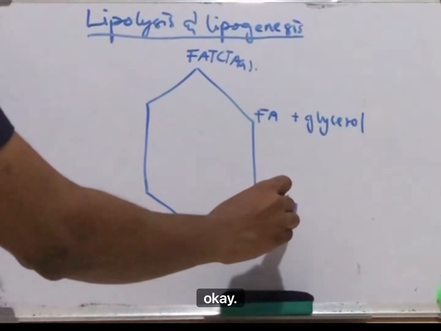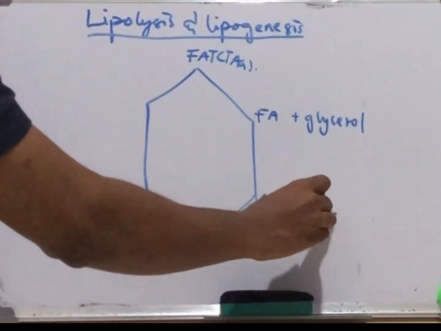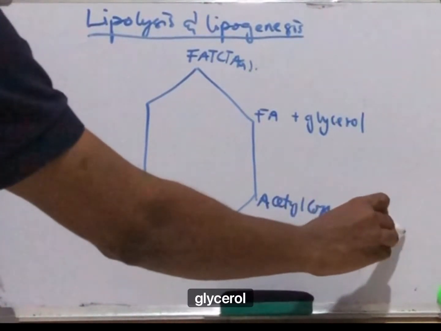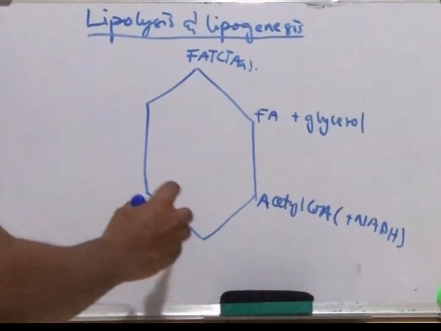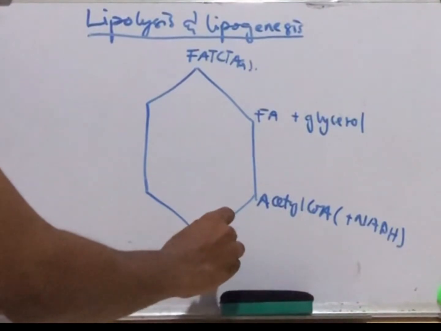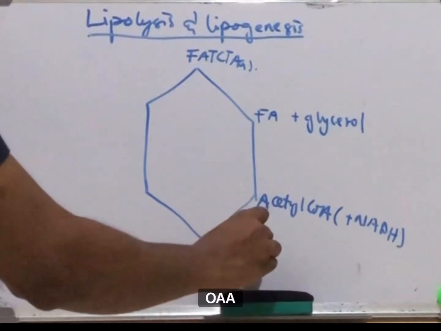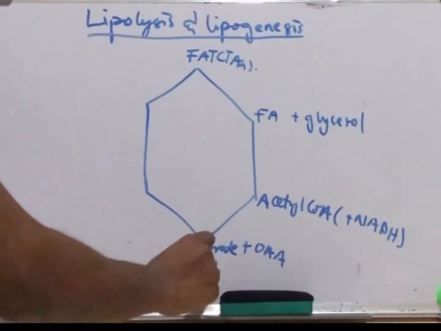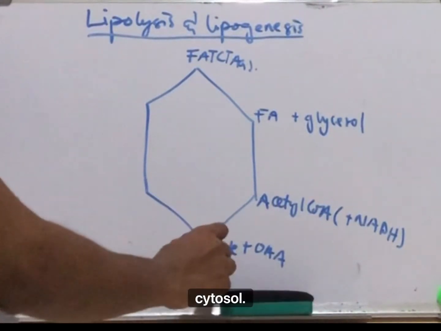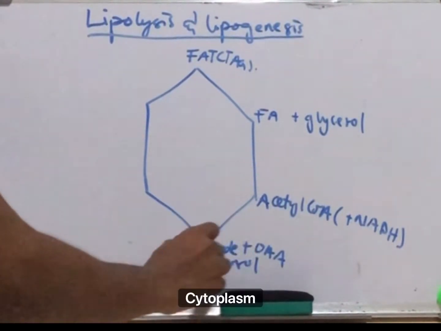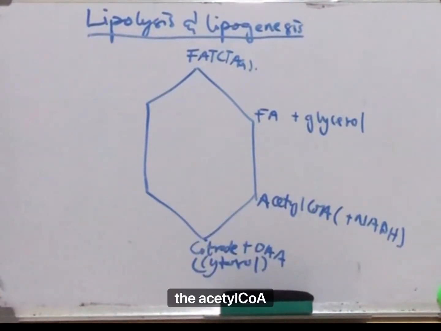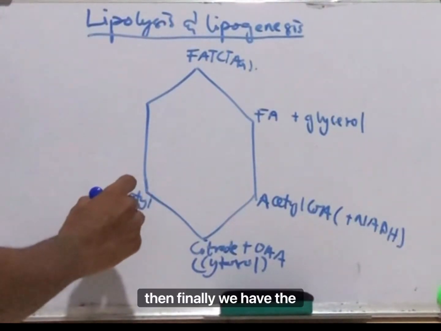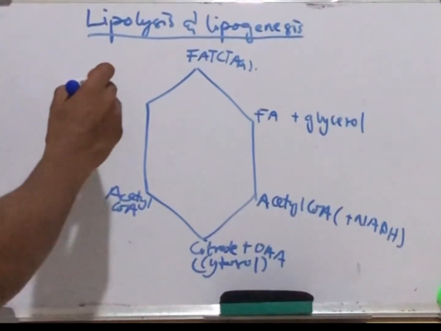the apexes. Okay, so first of all, we have the fat, or triacylglyceride. We also have the fatty acid plus glycerol. We have acetyl-CoA plus NADH. We have the citrate plus OAA. OAA means oxaloacetate. These products are present in the cytosol, that is the cytoplasm. We also have the acetyl-CoA recurring again. Then finally we have the malonyl-CoA.